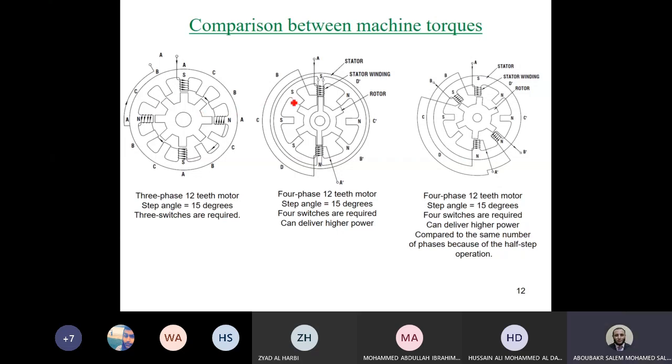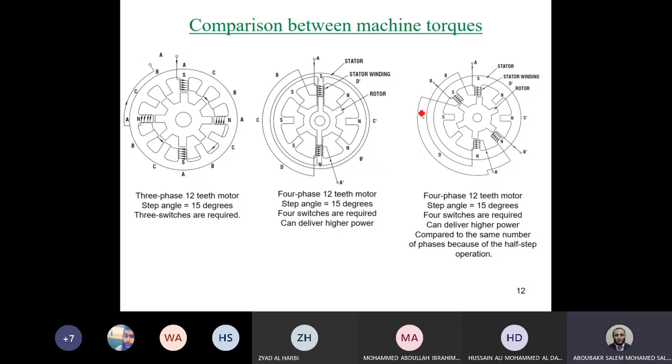So comparing this to another shape, we use the same construction, 12 teeth, and the angle is 15 degrees. However, we use 4 switches instead of 3 switches. So we are going to make it here as 4 phases. So it can deliver higher power because we have 4 phases now. Okay, شباب? So if we increase the number of phases of the machine, it will increase the machine power and the machine torque as well.